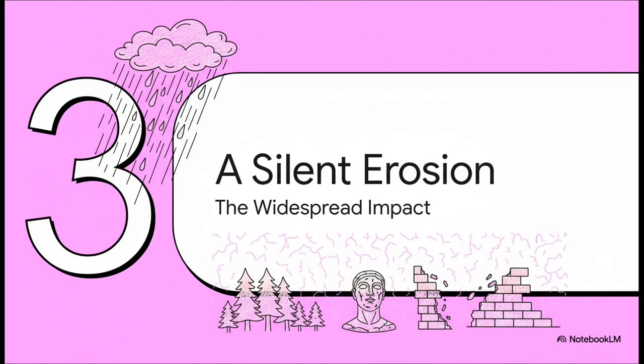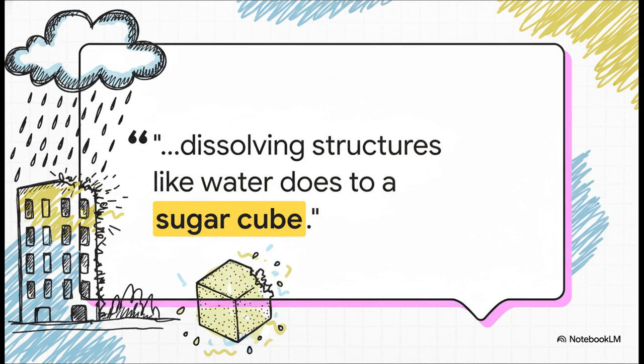And this long-range pollution, well, it leads to what can only be described as a silent erosion. The damage isn't instant or dramatic like in the movies. Instead, it's slow, it's cumulative, and it has a massive impact on both our natural world and all the incredible things we've built. You know, one source we read had a perfect analogy for this. It described the process as acid rain dissolving structures like water does to a sugar cube. It's not a violent explosion.